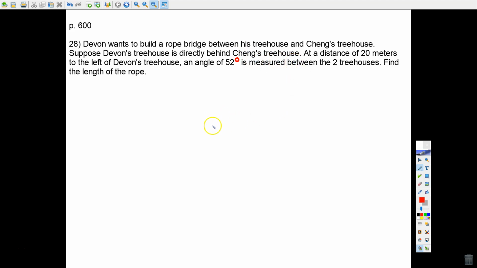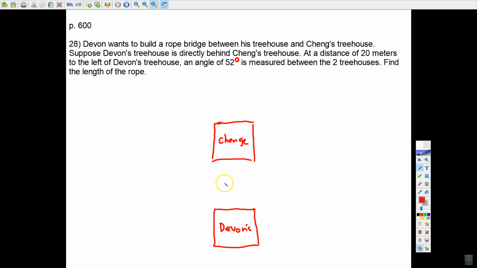So I would always encourage you as you're working through these word problems to just do a little rough sketch of a picture. The way I'm picturing this, and I'm sure you could do it differently and get the same answer, this is Chang's treehouse, and directly behind is Devon's treehouse. That could be Devon, I'm not really sure. Okay, so let's see, what else do we know?